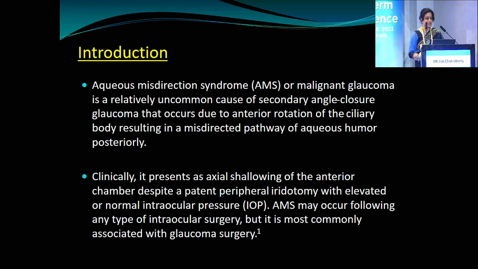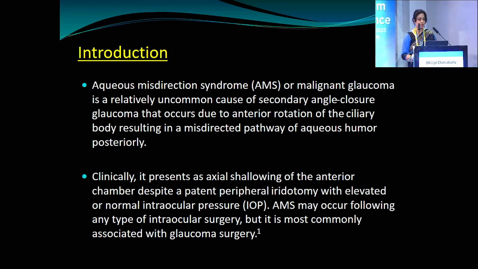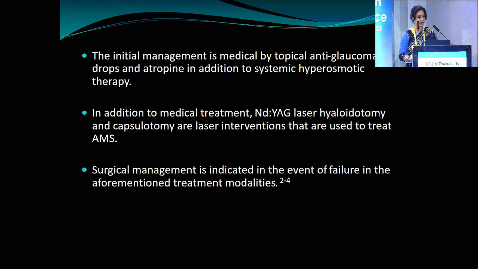AMS, or aqueous misdirection syndrome, is a relatively uncommon cause of secondary angle closure glaucoma that occurs due to postulated anterior rotation of the ciliary body. Clinically, it presents as axial shallowing of the anterior chamber despite a patent PI with elevated IOP. Initial management is medical and atropine. In addition to medical treatment, NdYAG laser, laser hyaloidotomy and capsulotomy are laser interventions. Surgical management is indicated in the event of failure of all these modalities.